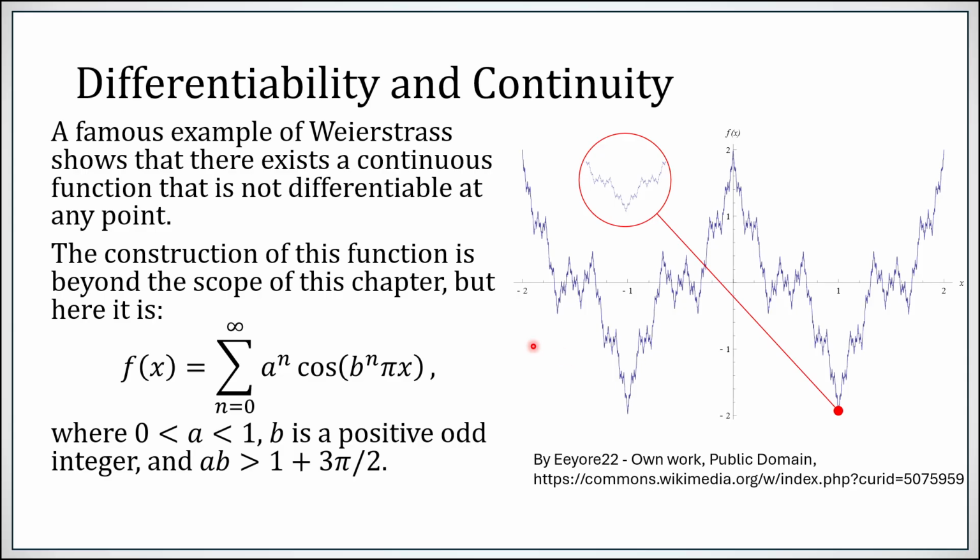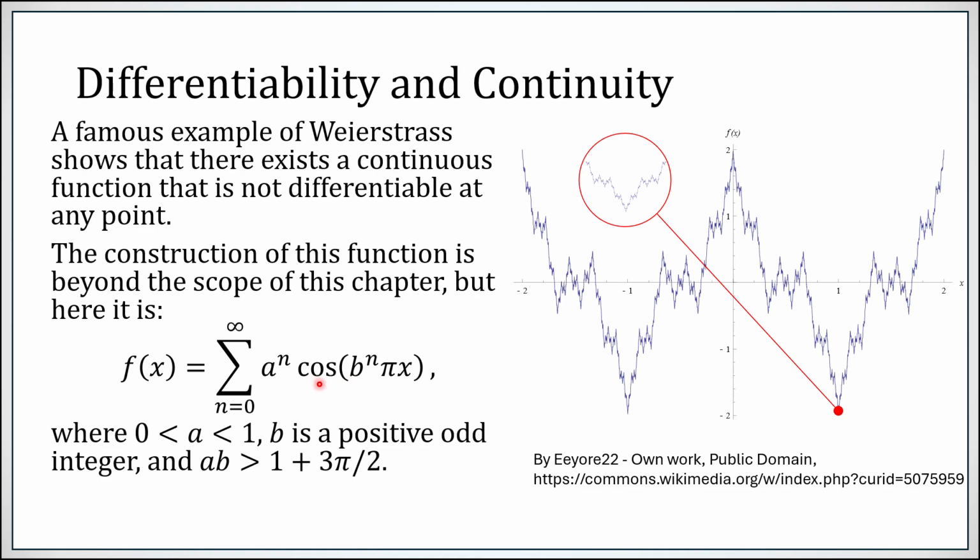large. The rough idea is that since a is less than 1 and you're multiplying by a to the n, and cosine is bounded, the terms in this series are exponentially small, so convergence is not an issue. Also, that is how you end up with continuity. However, b is fairly large, especially compared to a. A times b is sufficiently large.